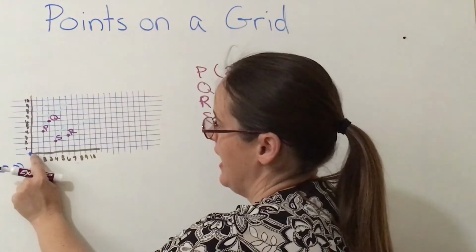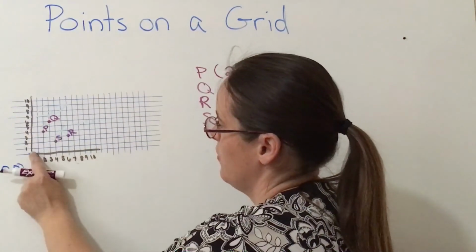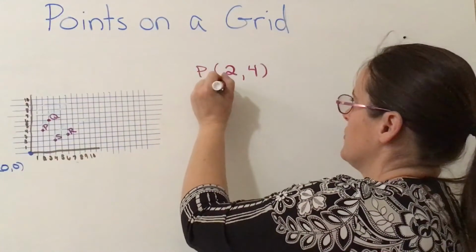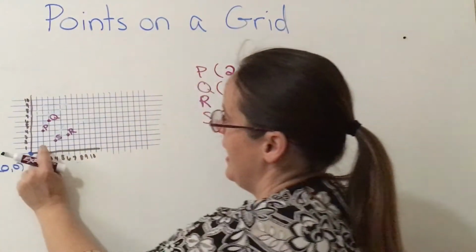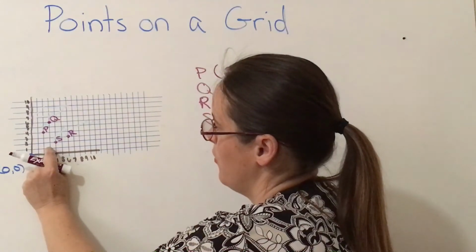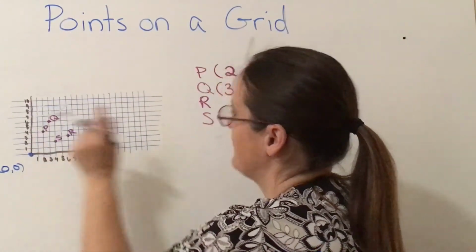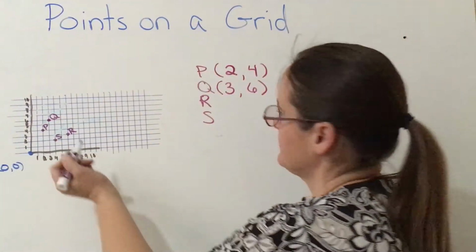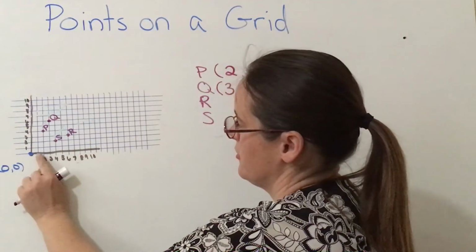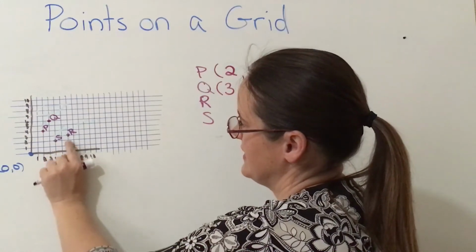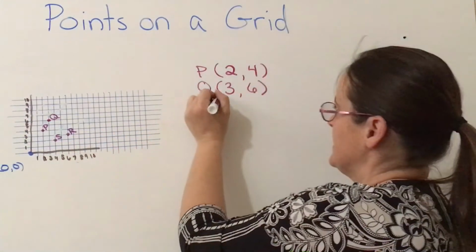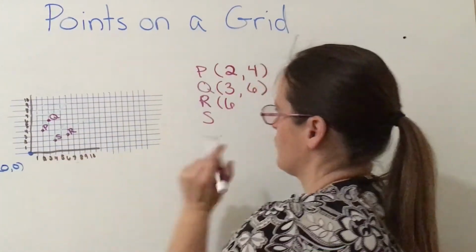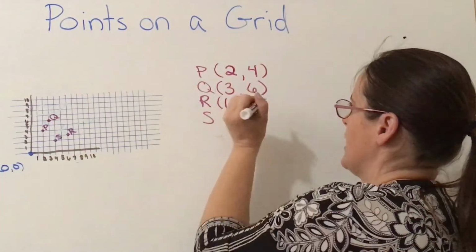Q, how far do I have to go over? 1, 2, 3 is where my Q is. So Q is going to have a 3. And then how far do I have to go up? 1, 2, 3, 4, 5, 6. (3, 6). R, ooh, I'm going pretty far over here. R is right on that 6 line there. And then how far up? 1, 2, 3. So (6, 3).